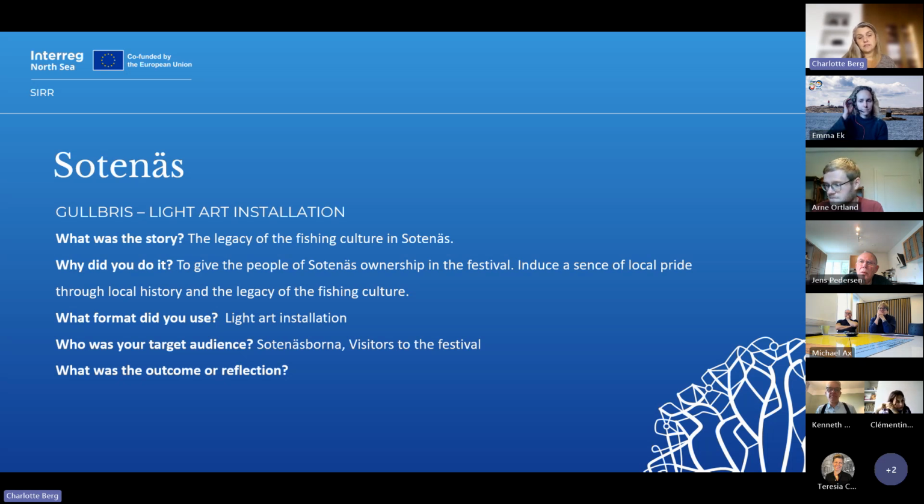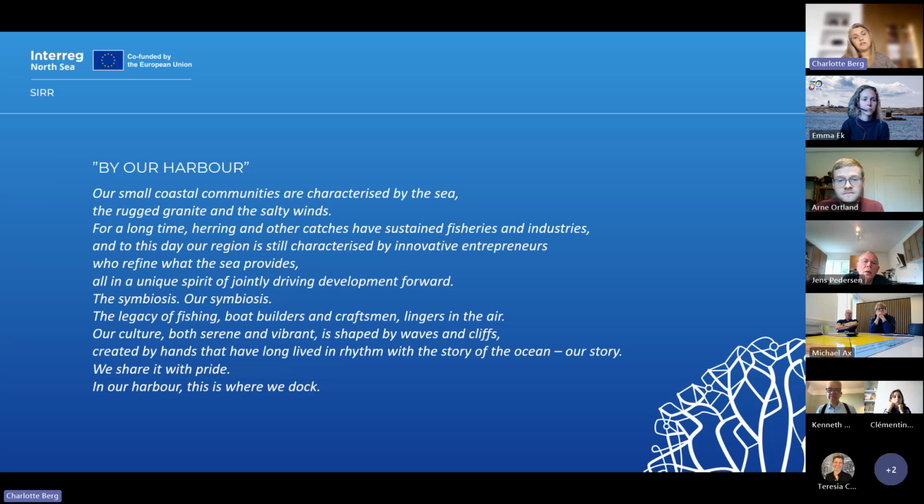And so yes, it's a light art installation, and the people we wanted to target was mostly the Sotenäsborna, but also of course the visitors to the festival. There was actually a very nice poem that was collaborated together by our 2 communicators, and I think it's very beautiful. And we added this to the sign of the installation, and I will try to read it actually.